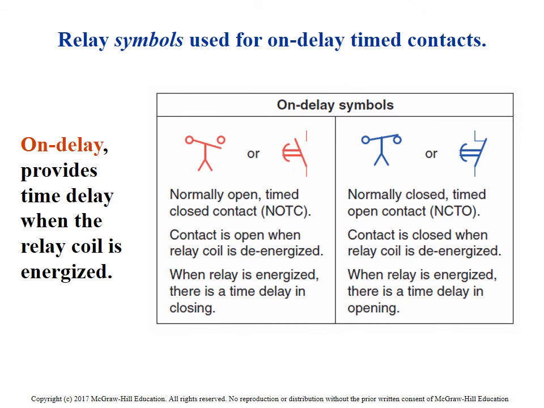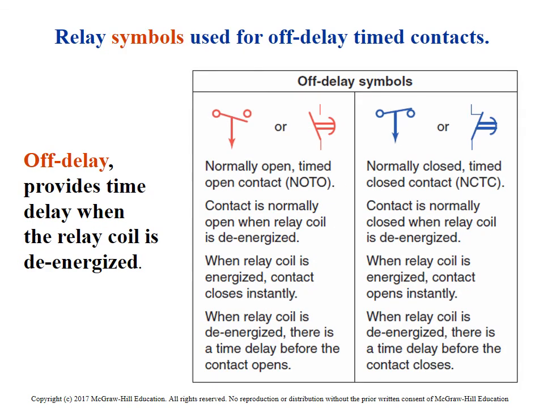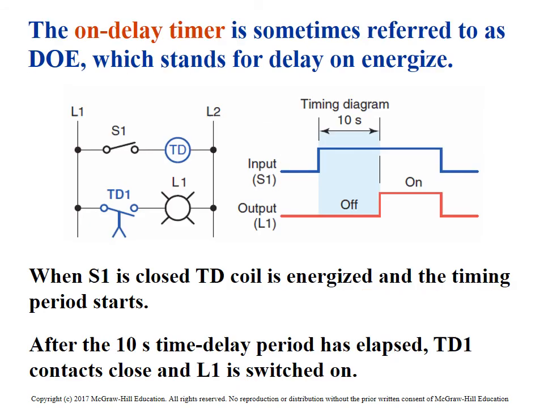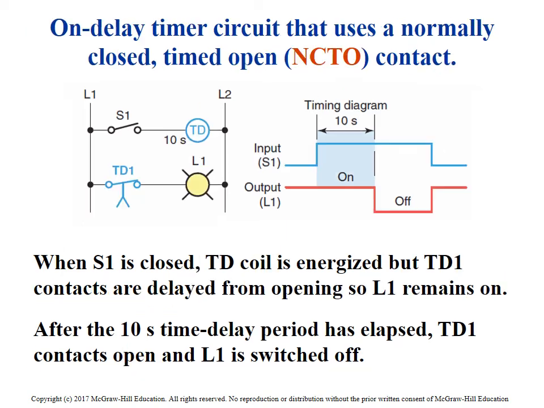So again, on delay or off delay relays are both available, and here's some more of the schematics associated with those. So that's what they're referring to. Okay, so when S1 is closed, the TD is energized and the timer period starts. Once it has lapsed, the L1 switch is closed, switches on.